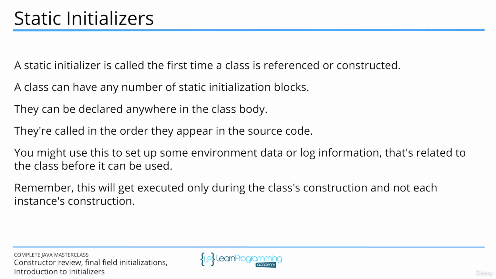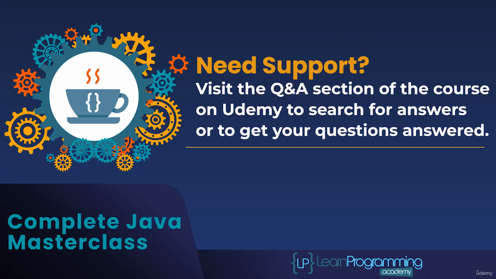Okay, so in this video I have covered final fields, initialization of final fields, and the use of instance and static initializers. You've seen that the noargs constructor is implicitly created only when an explicit constructor isn't declared. In the next video, I want to talk about record and enum constructors. See you in the next video.